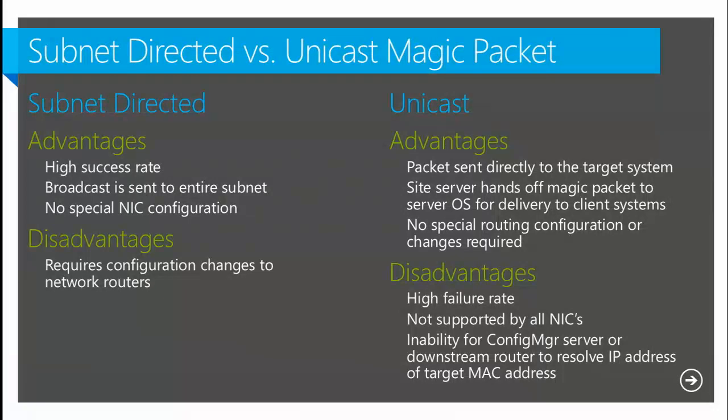A broadcast is sent to the entire subnet. So if you have 254 machines on a broadcast network, that magic packet is going to go to all 254 machines, but it's only going to wake up that one with the MAC address of the target. The reason it's successful is because it's just sending a target out to everything, right?